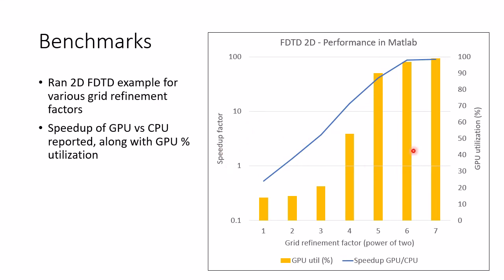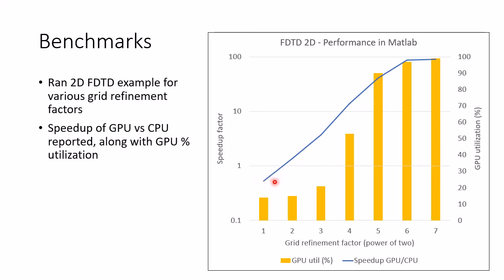And I'm also reporting the GPU utilization. So how much of the GPU are we saturating, or how well are we utilizing this GPU? Basically what this is showing us is that as we increase the number of grid points, or as we refine the grid, the GPU performs better and better relative to the CPU. At the highest grid refinement, we end up with a 100 times speed up between the GPU and the CPU. And this is still within MATLAB, but I'm calling CUDA from MATLAB.